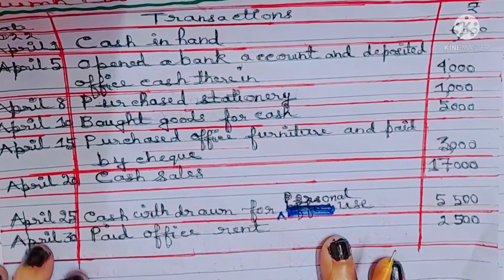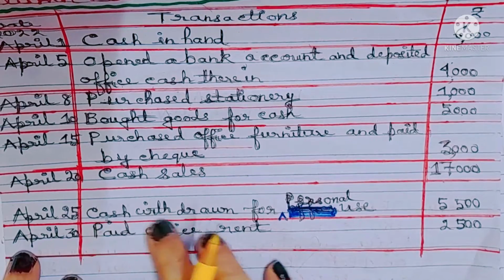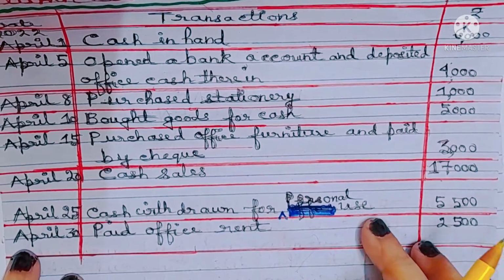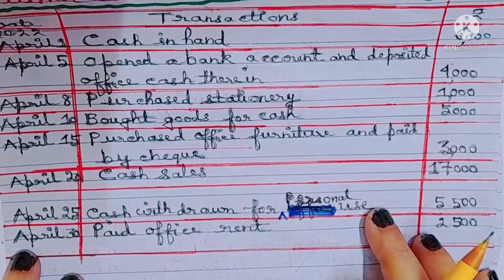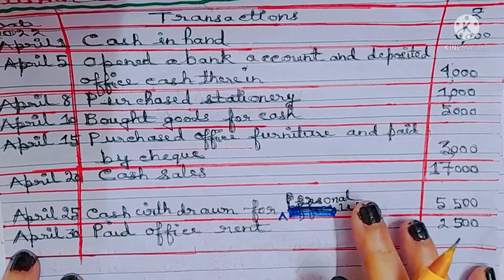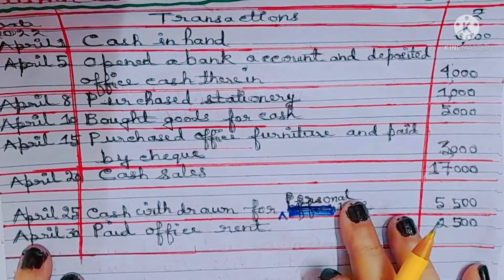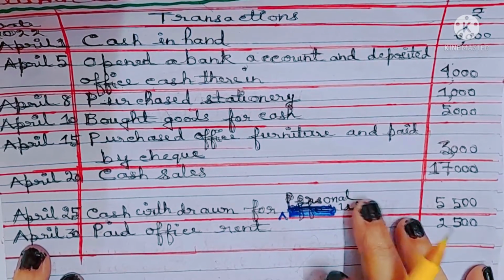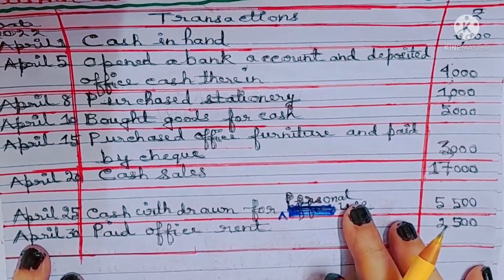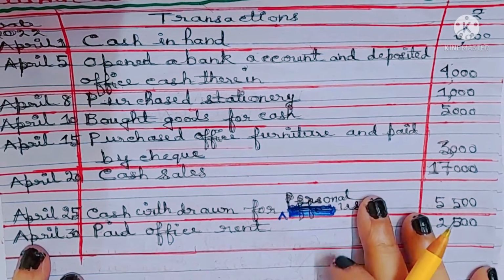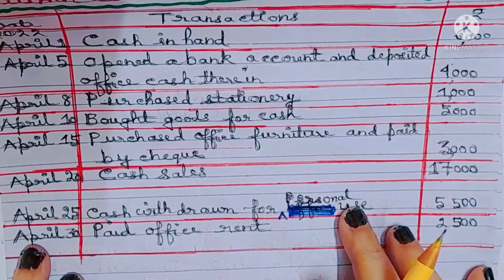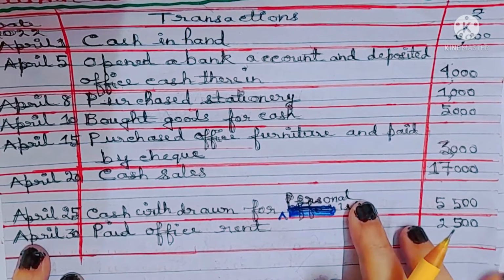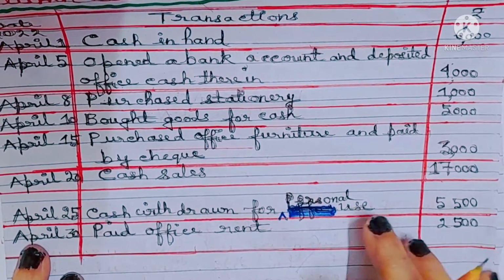The next transaction is on 25th April, cash withdrawn for personal use 5,500. So what will be the journal entry? I have already taught you in the chapter journal, all the personal expenses or the private expenses of the proprietor will be termed as drawings. Do you remember? So here the journal entry will be drawings account debit to cash account.